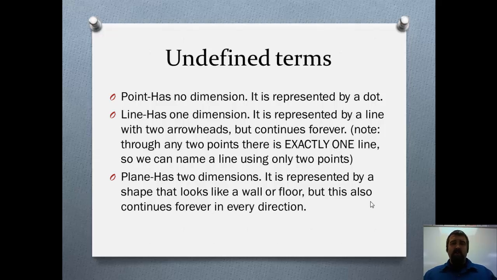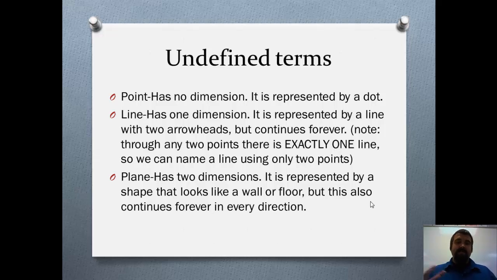A point has no dimension. It doesn't take up any space whatsoever. It's represented by a dot. A line has one dimension. It goes one way or the other, and continues forever. Note, through any 2 points there's exactly one line. So if I have 2 points, I can draw a line through them, and there's only one line that can do that.